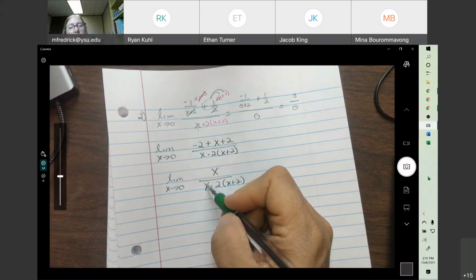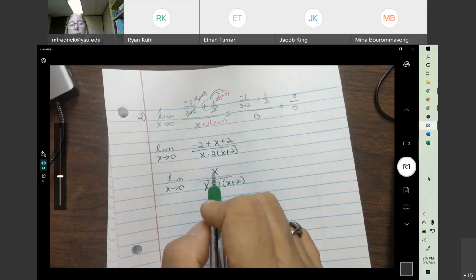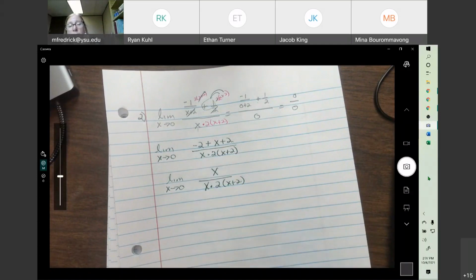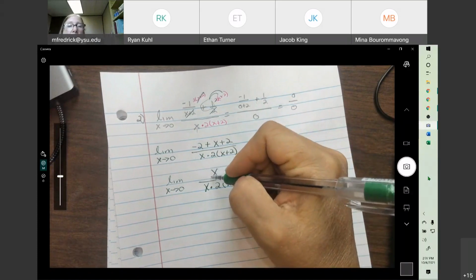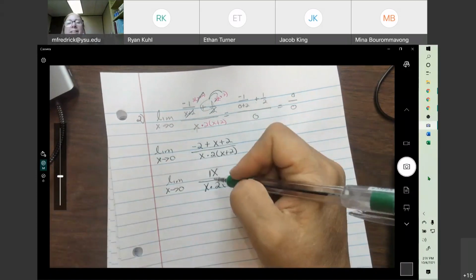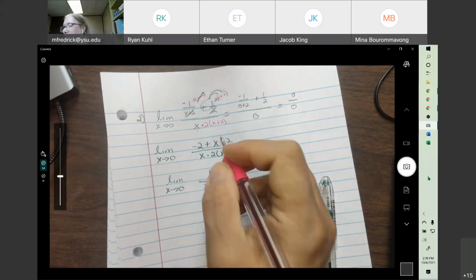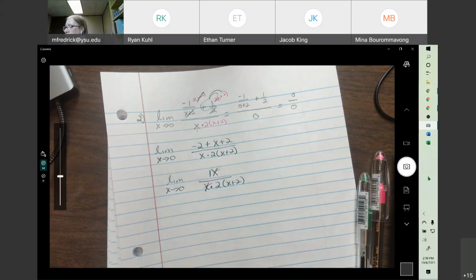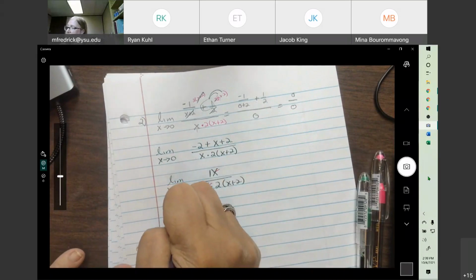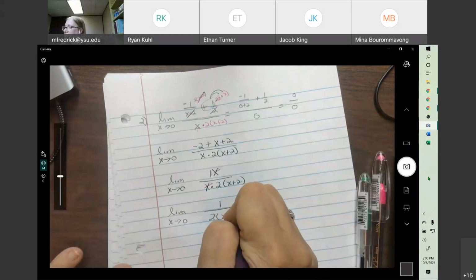Notice now the x's will cancel. What we have to decide is there's nothing left on top. What should be on top once that x cancels? Anyone? When there's no number in front of your term, it's a 1. There, someone typed it in now. Thank you. When there's no number in front, it's a 1. So when these x's cancel, it leaves a 1 on top. We have the limit as x approaches 0 of 1 over 2 times x plus 2.